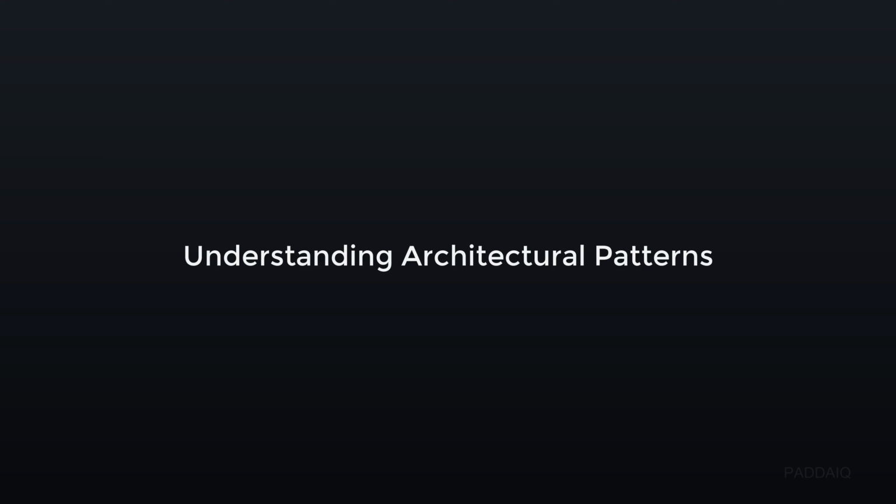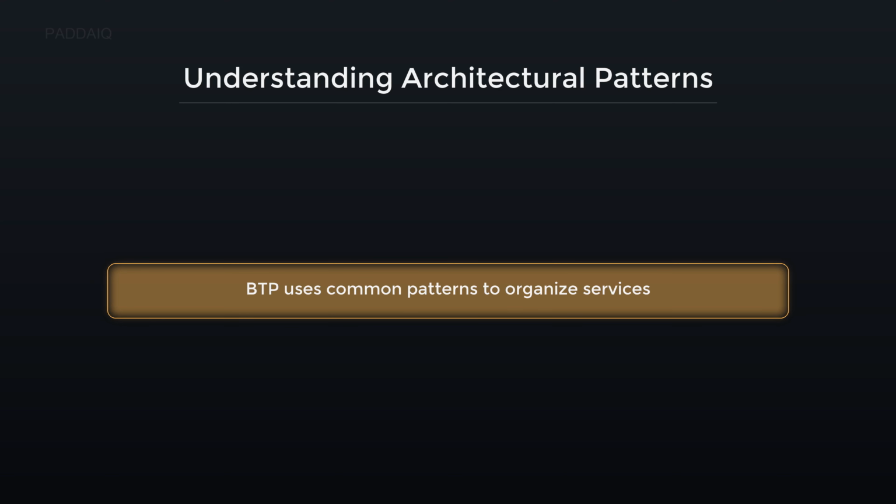Understanding architectural patterns for enterprise solutions. BTP uses common patterns to organize services. This means it provides standard, reusable blueprints for structuring your applications and integrations, making development more efficient and consistent. For instance, a common pattern is using event-driven architecture to automatically notify other systems when a customer order is updated. Adopting these patterns helps you build scalable and robust solutions on the platform.